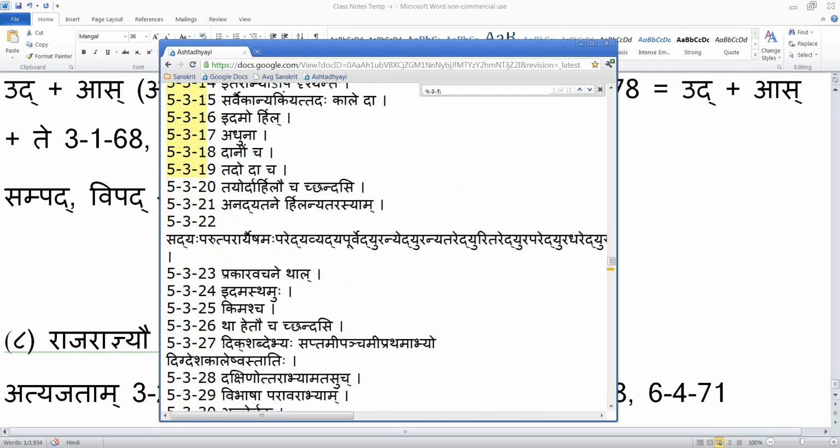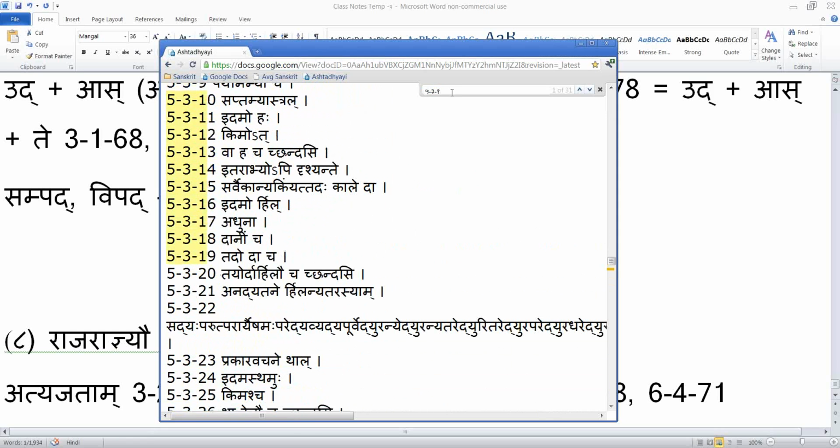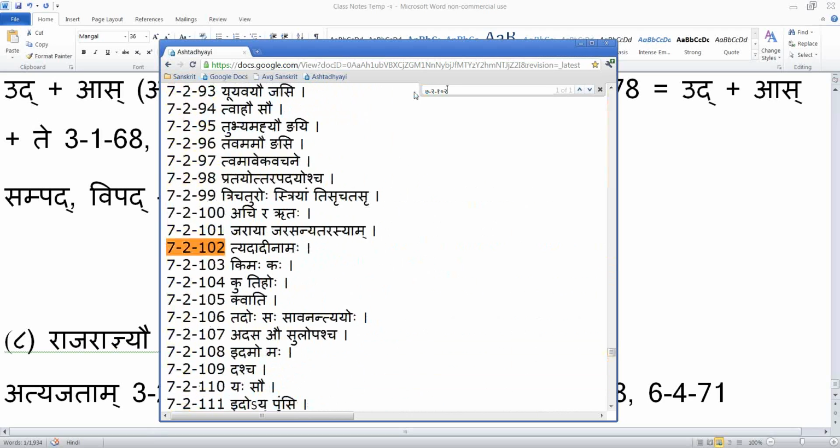See this dish, dik shabdebhya. It's up to this one. All these pratyayas have the vibhakti sanya. Now why is that important? Because that sutram chadadi namaha, it is vibhaktau, vibhakti chadadi namaha, etc. So these rules can come over here.